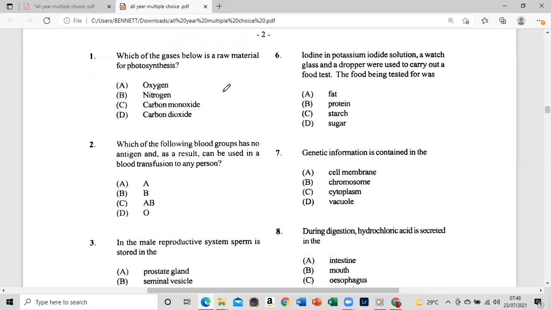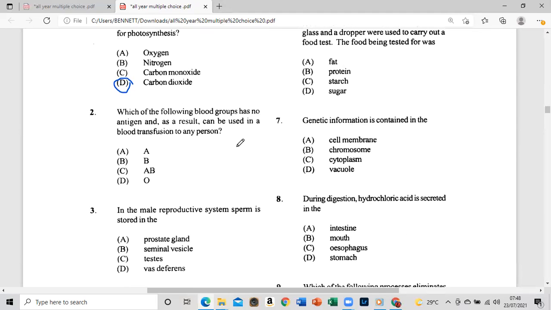Which of the gases below is a raw material for photosynthesis? That is carbon dioxide. Share the life, people. Like it so other people can get the benefit. Which of the following blood groups has no antigen and as a result can be used in a blood transfusion to any person? That is type O.